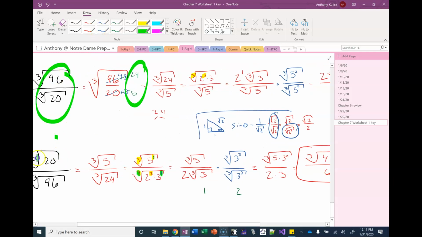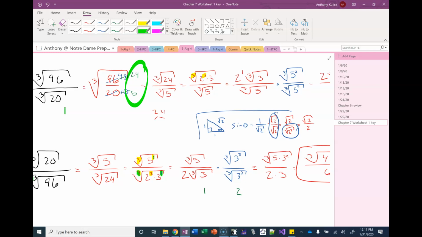Because this is the same problem, it just flipped. Oh, and how did you get that in? Oh, okay. Well, I looked at 96 and 20 and noticed that they were both even numbers, so they're both divisible by 2. So if I divide 96 by 2, I get 48. If I divide 20 by 2, I get 10.